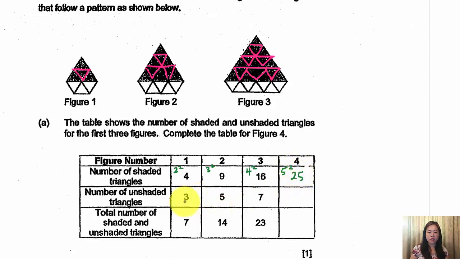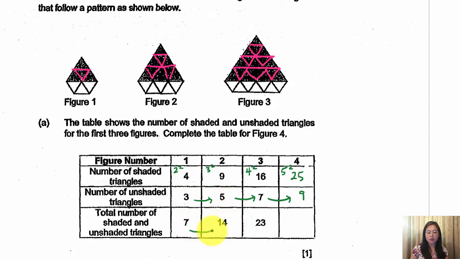So the unshaded is actually 3, plus 2 to become 5. 5 plus 2 becomes 7. 7 plus 2 will be 9. So to find the total, it will be 4 plus 3, which is 7. 9 plus 5, which is 14.